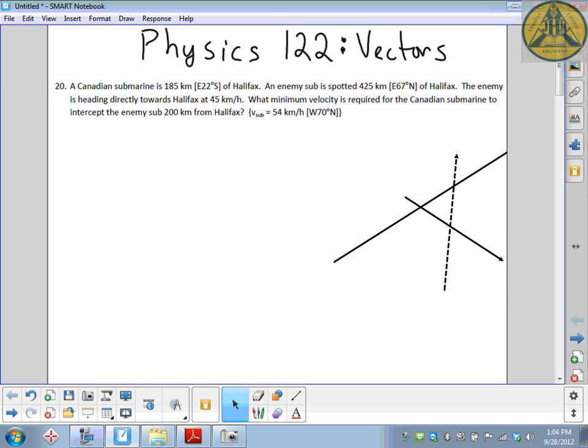Okay, so now we're going to tackle question 20 from your applications of vectors sheet. So again, this is for Physics 12-2 at James M. Hill, or anyone who wants to see how to do this problem, great. I hope you enjoy it.